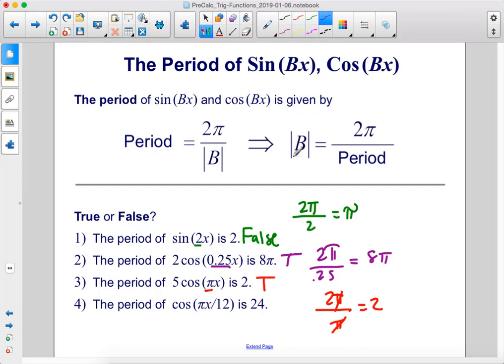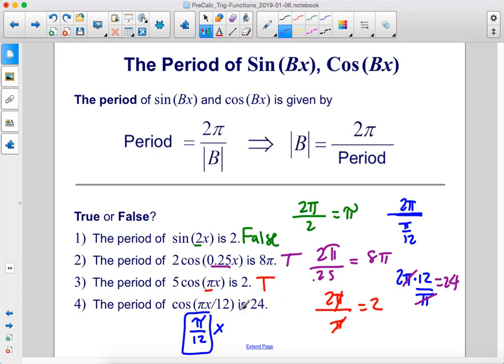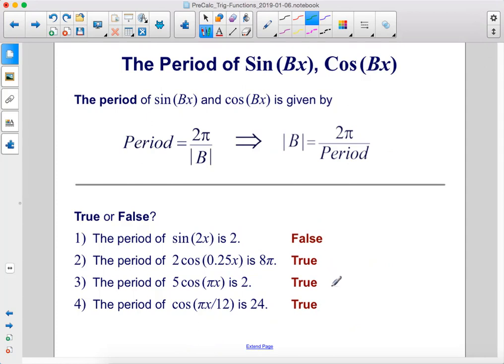This is true. Finally, we have the period of cosine of pi x over 12 is 24. If we write this like pi over 12 times x, b is pi over 12. So if we take 2 pi and divide it by b, that's pi over 12. Another way to write this is 2 pi times, and then you flip the fraction, 12 over pi. Pi's cancel, 2 times 12 is 24, so that is true. And there you go: false, true, true, true.